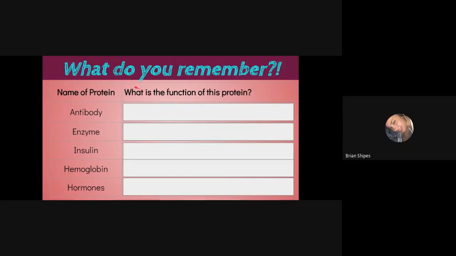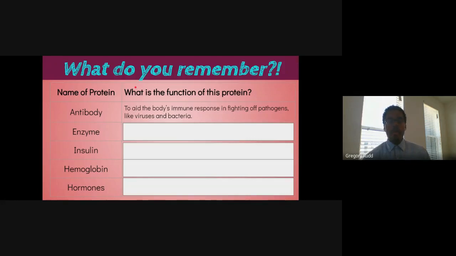Okay. So antibodies are needed to aid our body's immune response in order to fight off viruses and bacteria. So an antibody is the way that our bodies can recognize these bacteria and recognize them as invaders and try to ward them off. So our body produces these antibodies in response to bacteria that we have come in contact with. So when you get a cold, it's caused by a specific virus. Your body will produce antibodies that will be able to recognize that virus in the future so that you won't get that same cold again. Okay, so antibodies are really, really important.